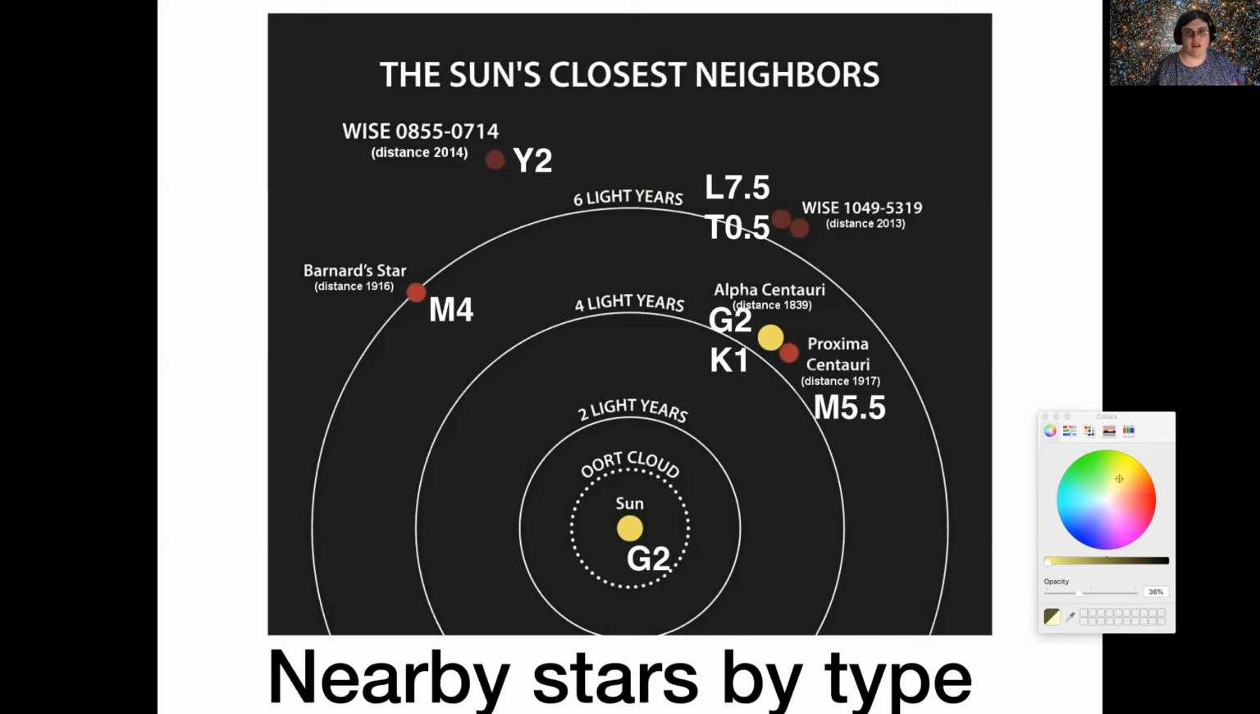You have an L type, a T type, and a Y type. In fact, the Y, 0855-0714, and that's not its full name, that's the short form, is maybe only 3 to 10 times the mass of Jupiter, and probably about the radius of Jupiter. So it's kind of marginal whether or not you'd even consider that a brown dwarf rather than a planet. So we are definitely going to find more brown dwarfs in our neighborhood, especially the small ones, because they're really hard to see even today.